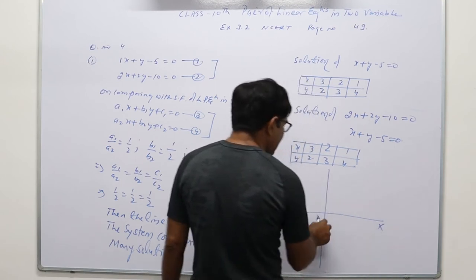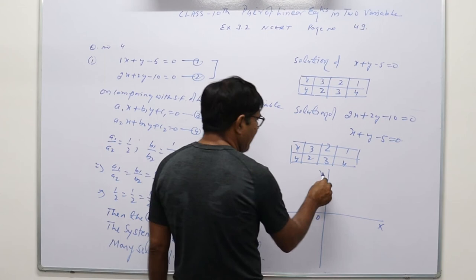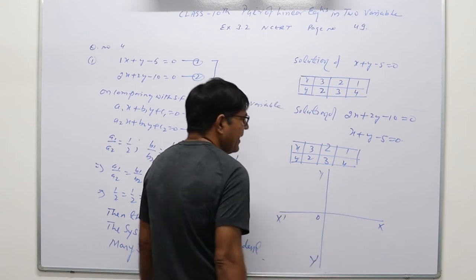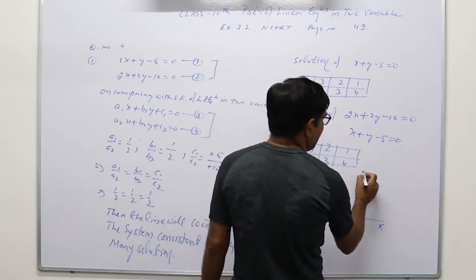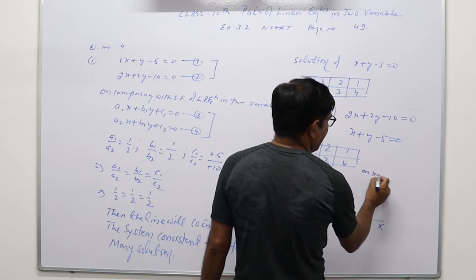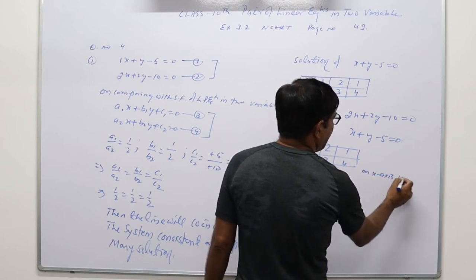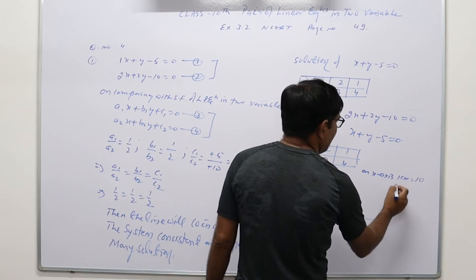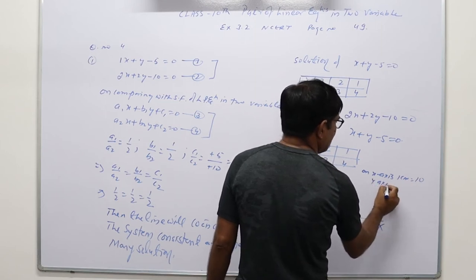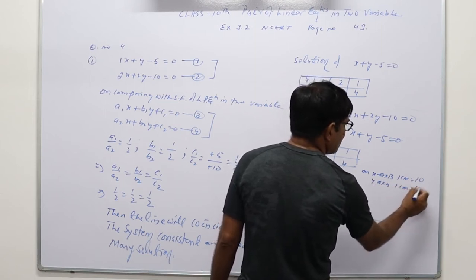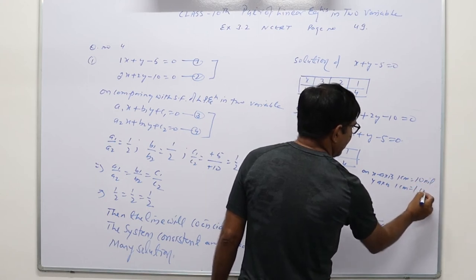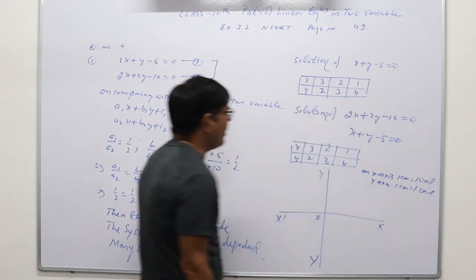Let us put X'OX and Y'OY. Scale on x axis: let 1 centimeter equal 1 unit, and on y axis also 1 centimeter equals 1 unit. Now draw the graph of these two lines.